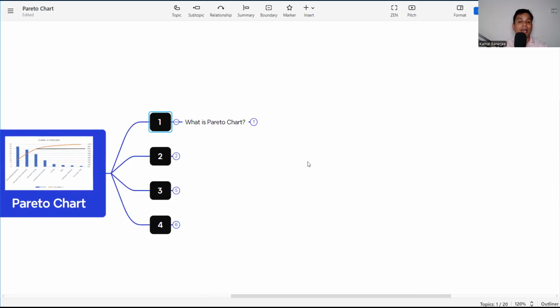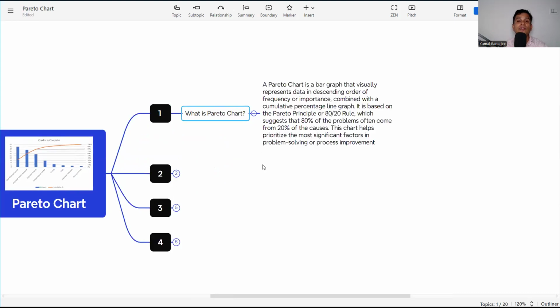What is a Pareto chart? A Pareto chart is a bar graph that visually represents data in descending order of frequency or importance, combined with a cumulative percentage line graph. So a Pareto chart is two graphs in a single graph. One is a bar graph, another is a line graph. The bar graph shows the number of incidents and the line graph shows the cumulative percentage.